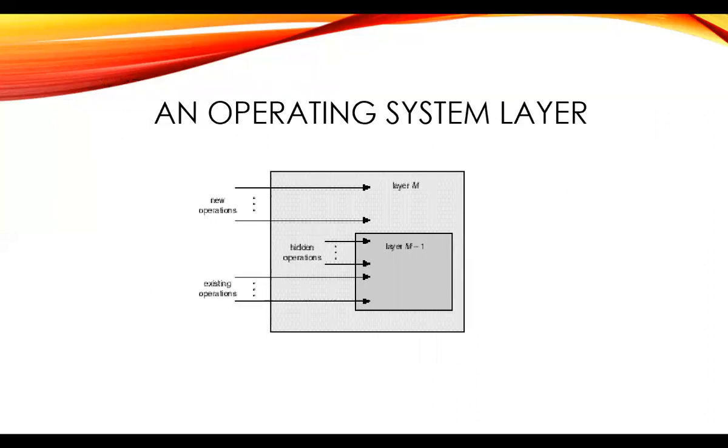This is the operating system layered approach. The top layer is layer M, and below it we have layer M-1, going down to layer 0. Some existing operations may be there. The new operations are stored in the top layer M, and some of the operations may be hidden operations. That is, the operating system is hidden, and likewise the system programs are also hidden. The lower-level layers may serve security purposes and may be hidden from usage.